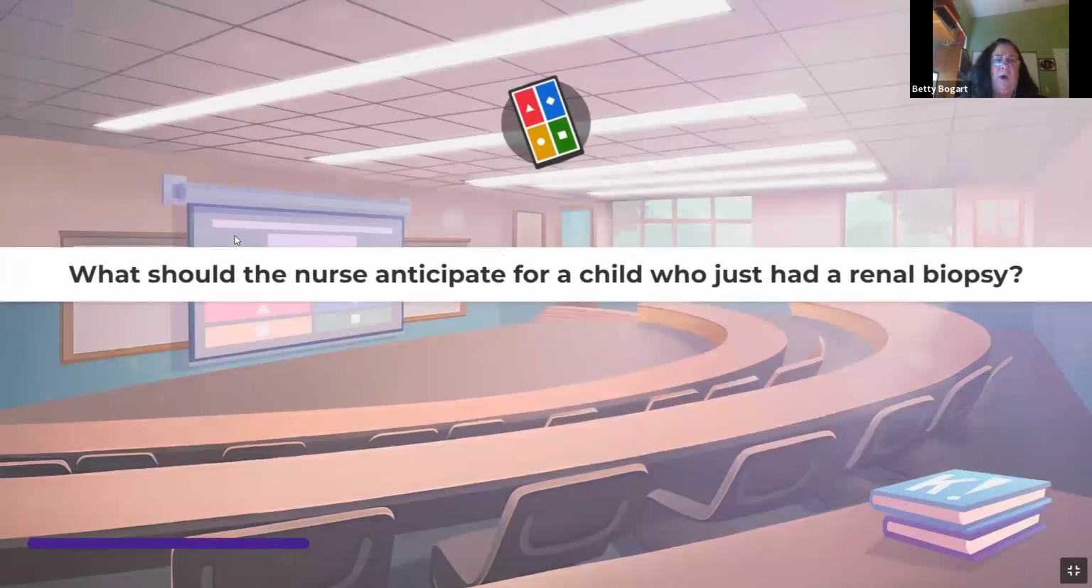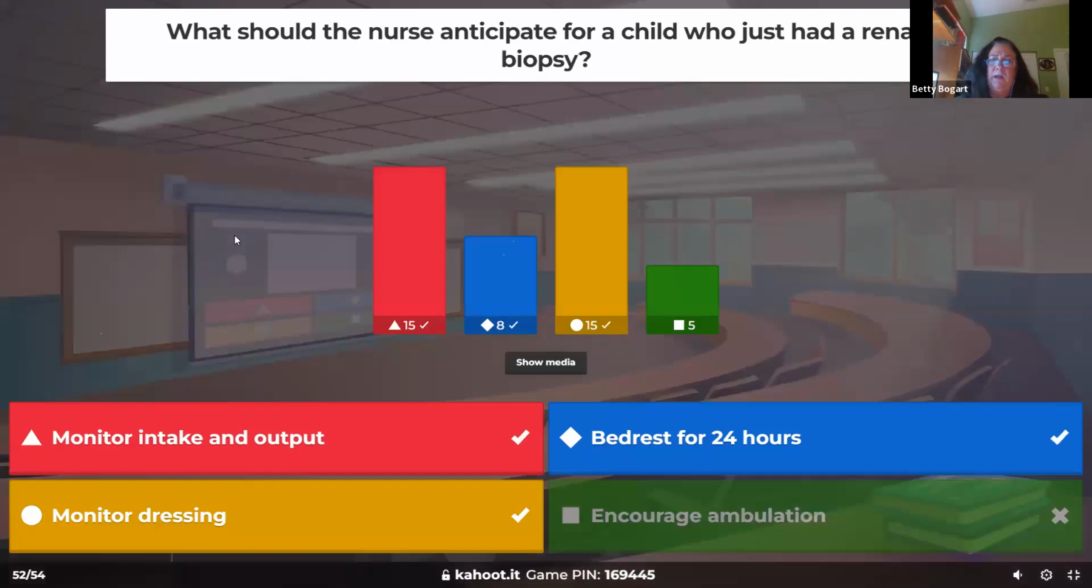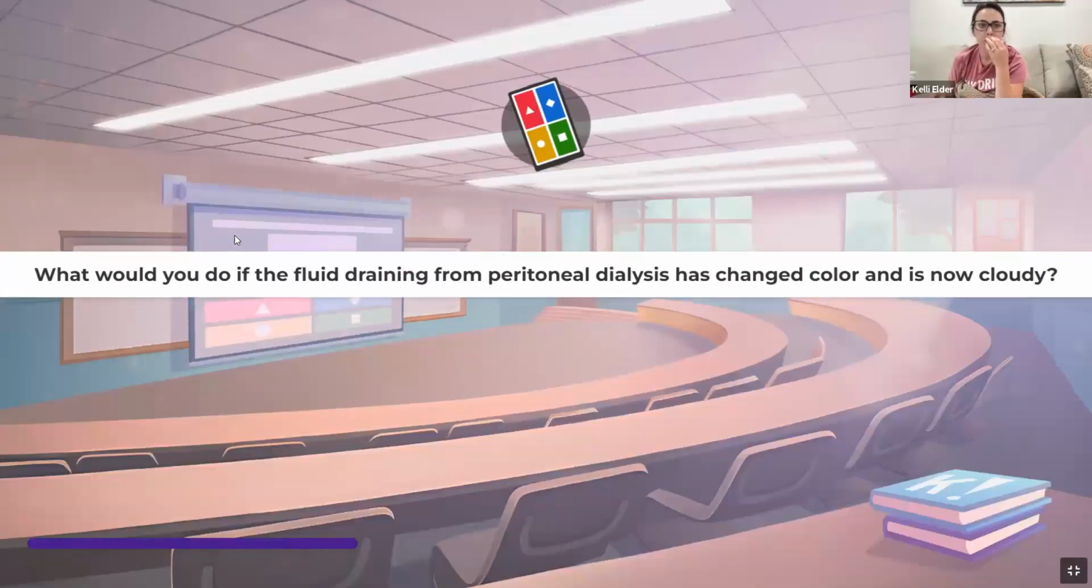What should the nurse anticipate for a child who just had a renal biopsy? So we're not getting this child out of bed at all. So no ambulation, monitor the dressing, bed rest, look for abdominal distension. We're going to make sure that they're urinating and that they're not oozing anything. Why are they on bed rest? I missed that earlier. Okay, one second, I'll tell you.